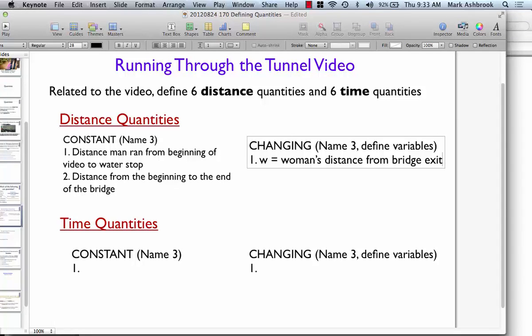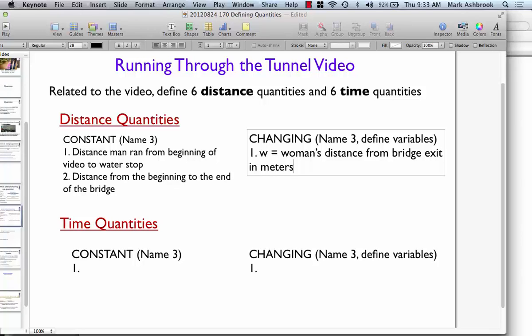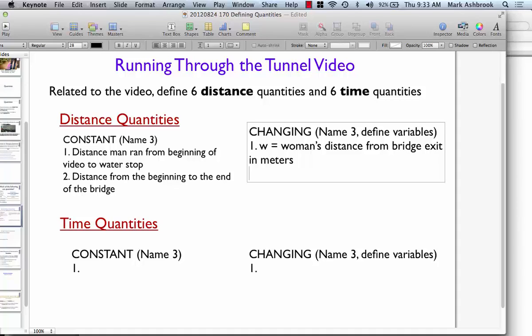What do we think? Is it a quantity? Is it specific enough? I think so. I think that's clear what we're talking about there. And then is there anything else we need? Now we need units. If we're saying W equals, we need units. So what unit do you want? Is it changing? Her distance from the bridge exit. Yes, this is changing. As we watch the video, that W, that number of meters, will take on different values. Her distance from the end. Okay, that's good.